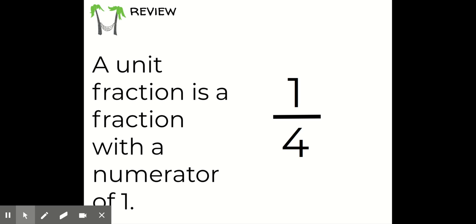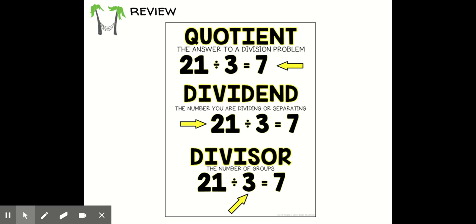As a review, a unit fraction is a fraction with a numerator of 1. So whenever you have a fraction that has a numerator of 1, it is called a unit fraction. I also like to review with you some division vocabulary. The answer to a division problem is a quotient. The number you are dividing or separating is the dividend, and the number of groups is the divisor.